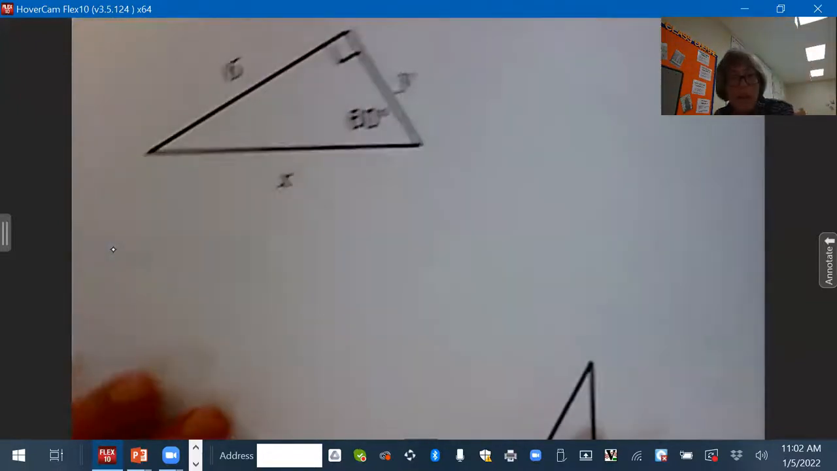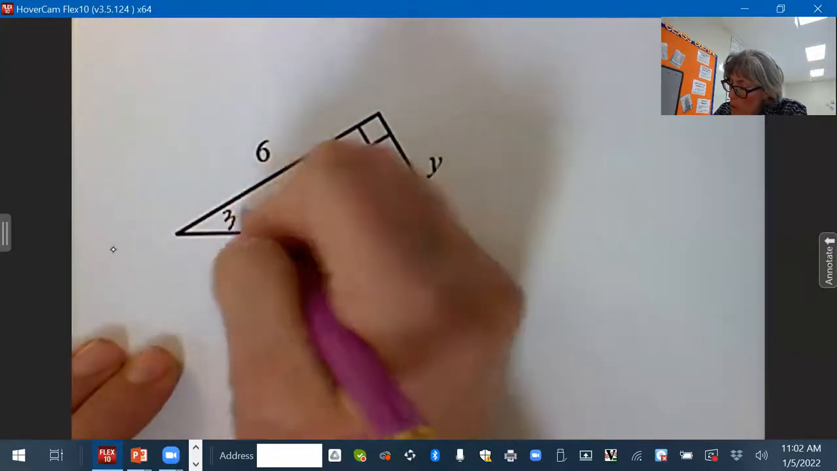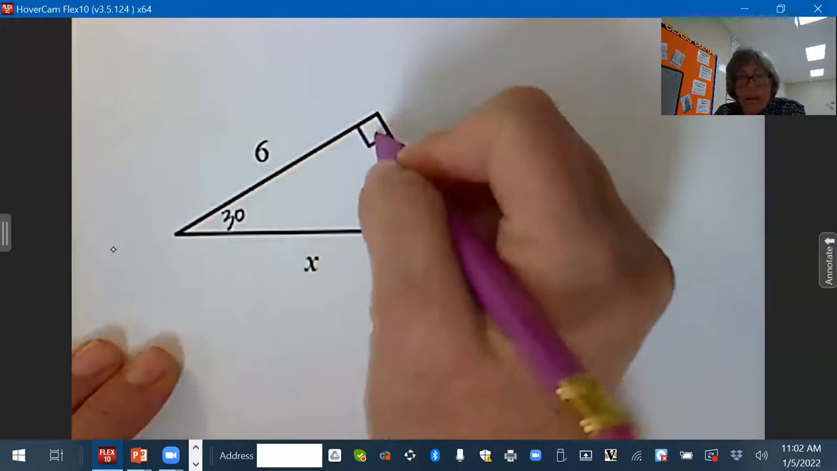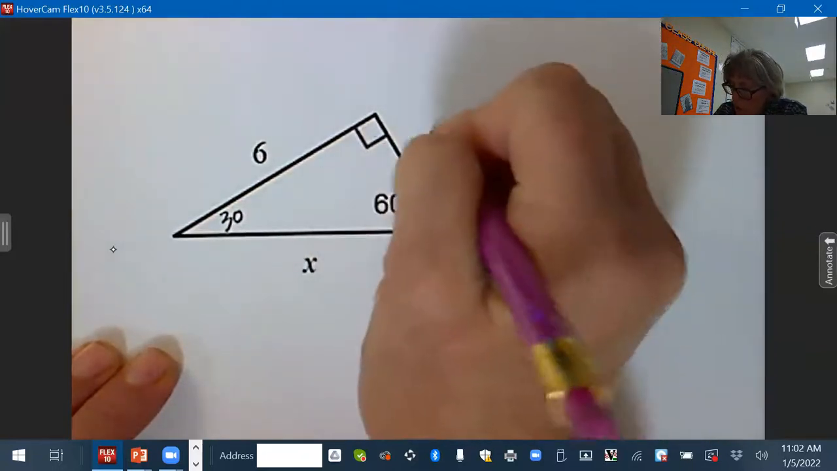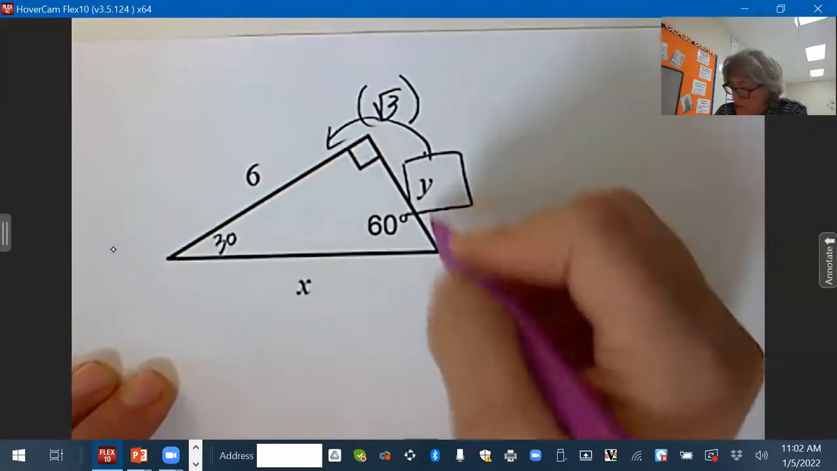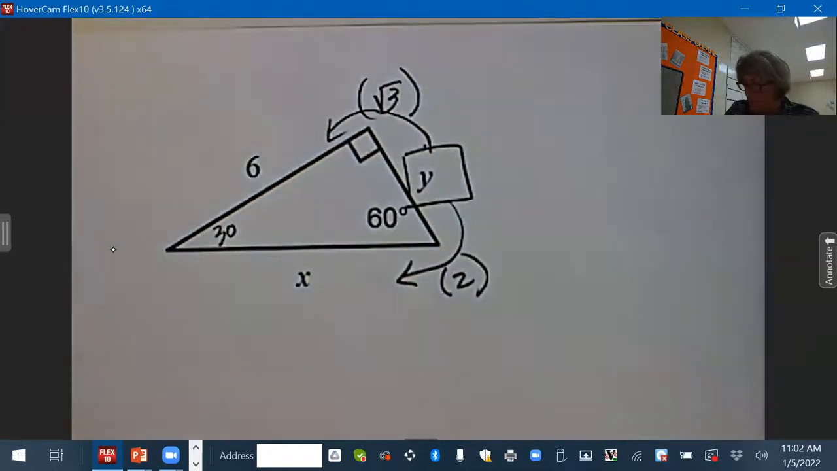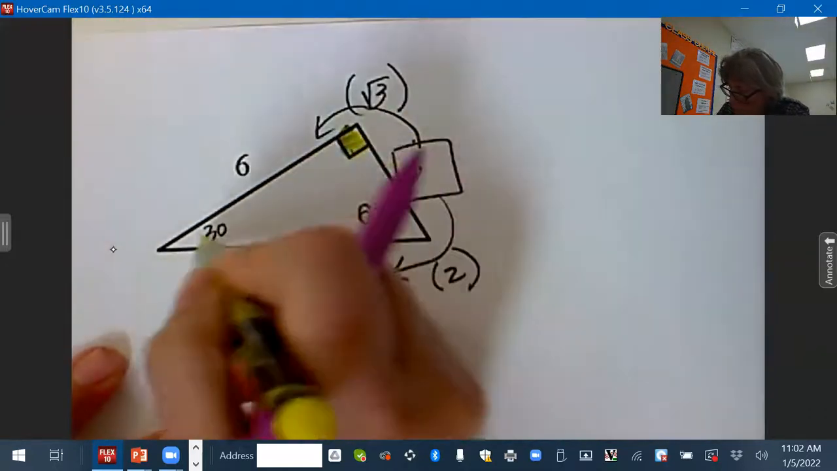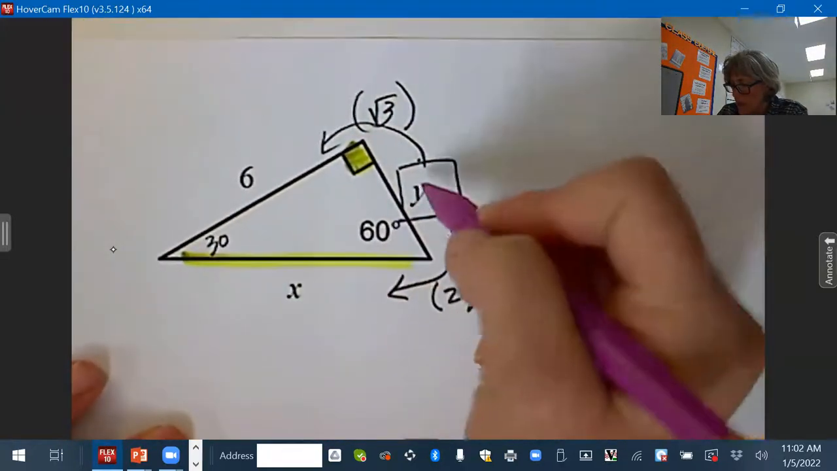We'll try a couple more together, and then I'll cut you loose. Ready? 30, 60, 90. Short leg, root 3 going towards the long leg. Short leg times 2 going towards the hypo. Always identify your hypo. There's your hypo. So it reads like this.